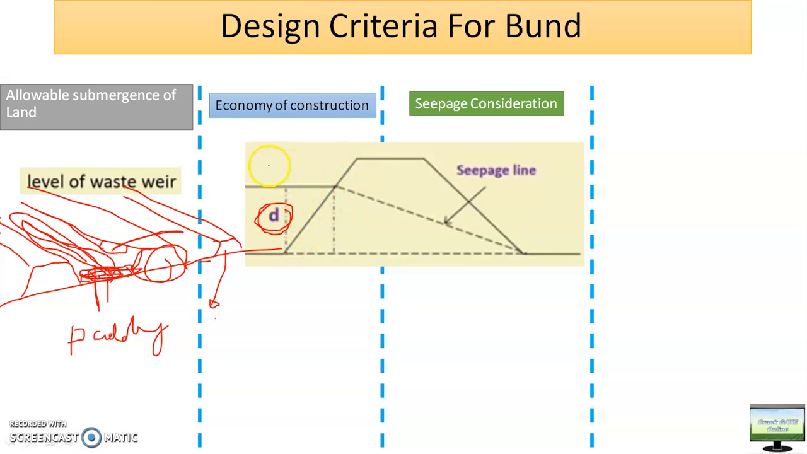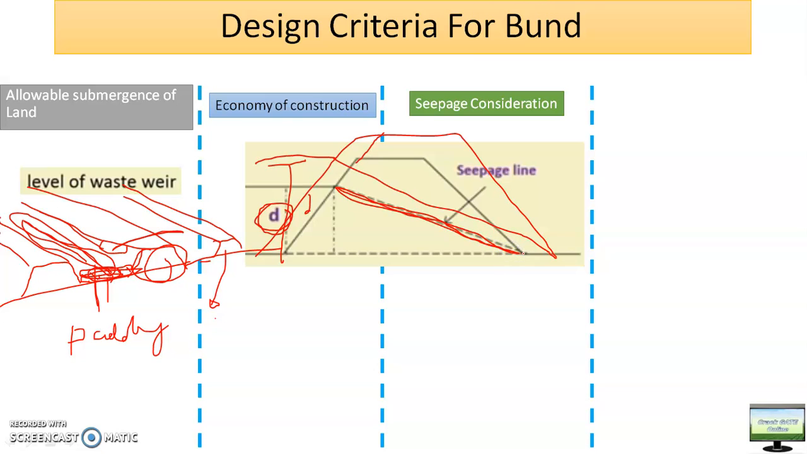Suppose you want to store water up to this height. Then definitely the size of the bund, this base width, will also increase like this. If the depth is increasing, then your total base width will also increase. So one thumb rule is that this line is known as the seepage line, and the seepage line must pass through the toe of the bund. So this is one design criteria.